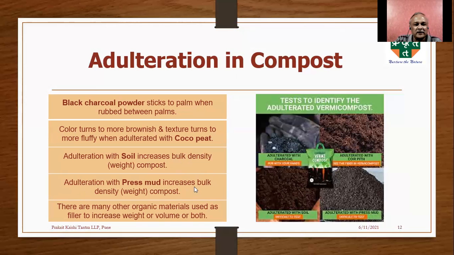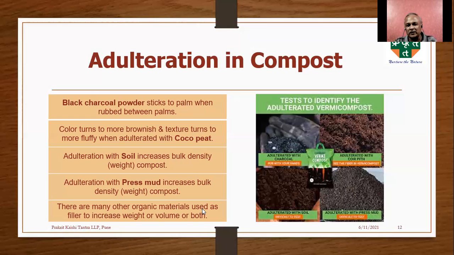Adulteration with pressed mud increases the bulk density and weight also, but then dryness will be there, and an uneven, non-uniform texture will be there. And there are many other organic materials used as filler to increase the weight or volume, or both.